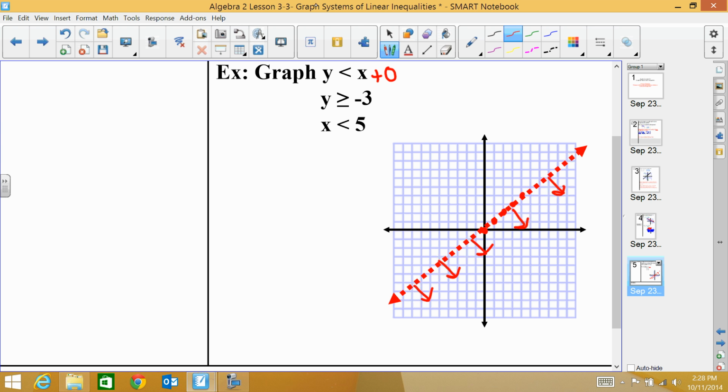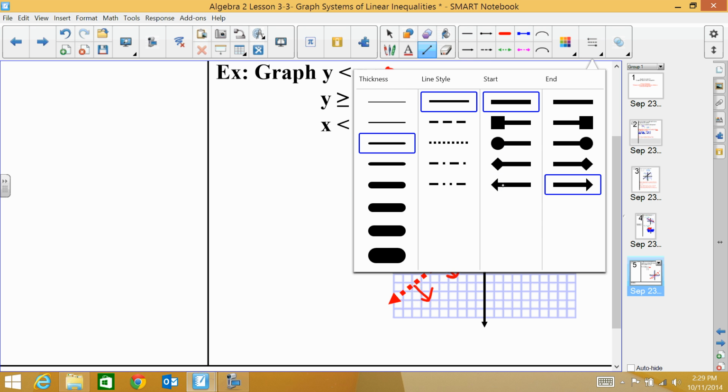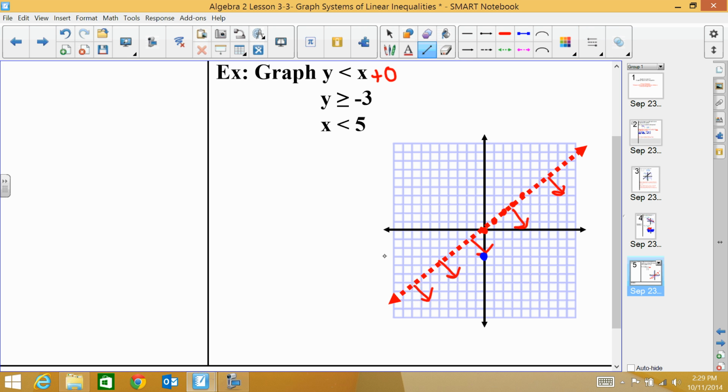Then I have the inequality y is greater than or equal to -3. So I'm going to do this one in blue. So there's no x, which means it's a horizontal line. So I go down to -3. And then I'm going to check to see if I'm going to have a dotted or solid line. So I'm going to have a solid line, because it had the equal to sign underneath. And then I'm going to indicate where I'm shading, and it says greater than, so I would shade above.